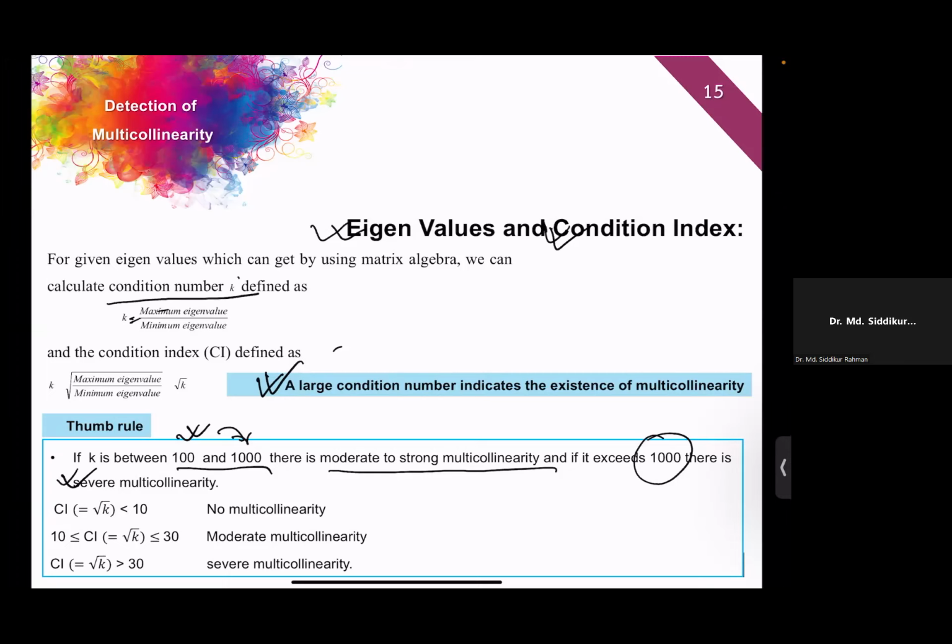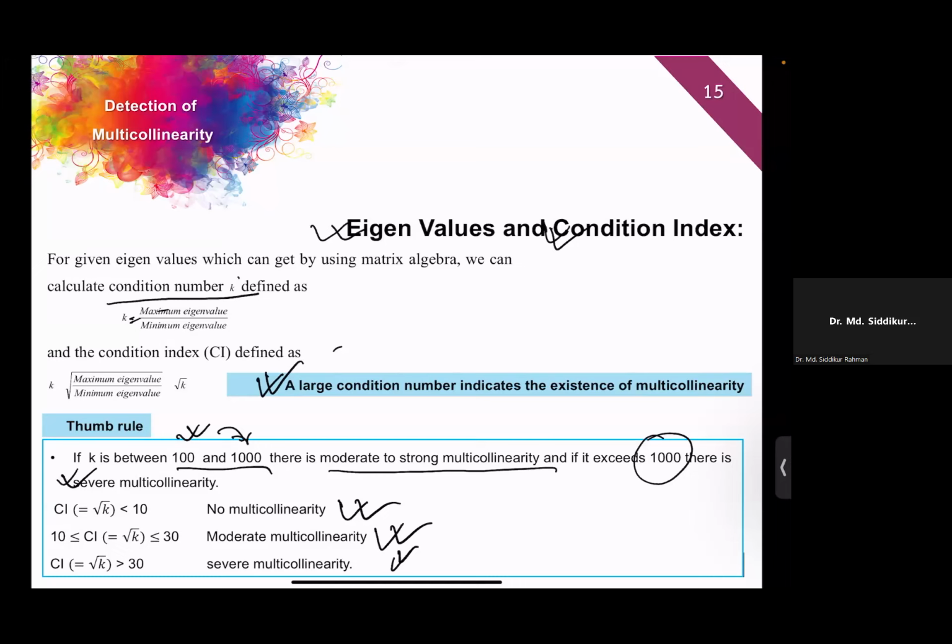What is the rule of thumb? Number one, when the condition index is less than 10, it means there is no multicollinearity problem in your data sets. When the condition index ranges from 10 to 30, it means there is a moderate multicollinearity problem. If the condition index is greater than 30, it means there is a severe multicollinearity problem in the data.